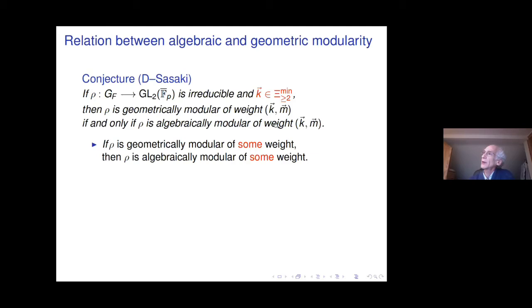And it's not hard to show, you see it from the construction. If you go back to the construction of the Galois representations associated to a geometric Hilbert modular eigenform, you see that it goes via lifting to characteristic zero, which implies algebraic modularity. So geometric modularity implies algebraic modularity, except you had to shift the weight by a lot. So being geometrically modular of some weight implies being algebraically modular of some weight.